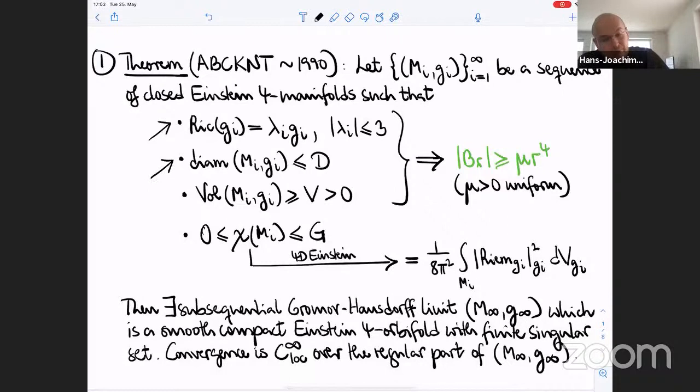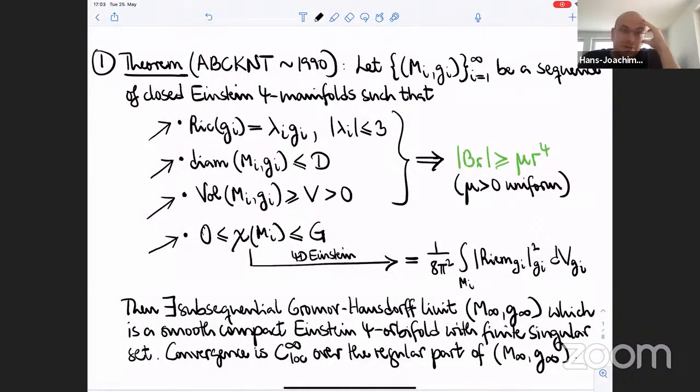Then the diameter of all the manifolds along the sequence is supposed to be bounded above by some uniform constant d. The volume is supposed to be bounded below uniformly away from 0 by some uniform constant v. And the last condition is a little bit different. I'm assuming that the topological Euler characteristics of the underlying four-manifolds are non-negative and uniformly bounded above by some constant g along the sequence.